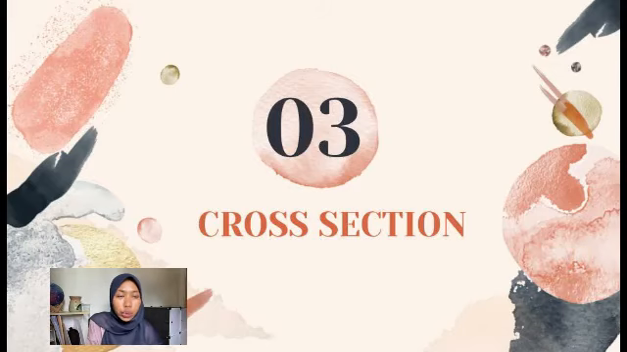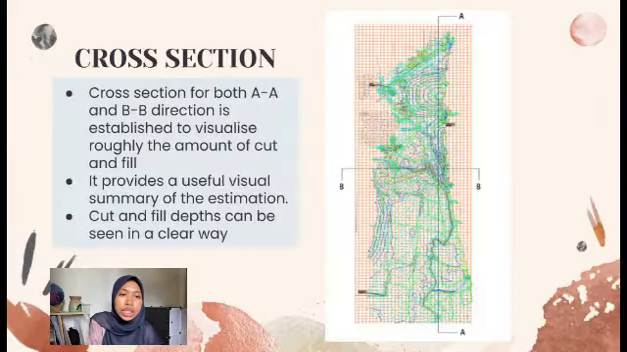Moving on to the third design requirement, which is the cross-section. Cross-section is another method to identify the cut and fill volume. The cross-sections for both AA and BB are labeled, to establish and visualize roughly the amount of cut and fill. Through the cross-section, it provides a useful visual summary of the estimation, which presents the cut and fill depths across the project in a very clear way.